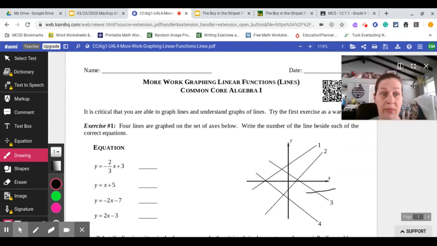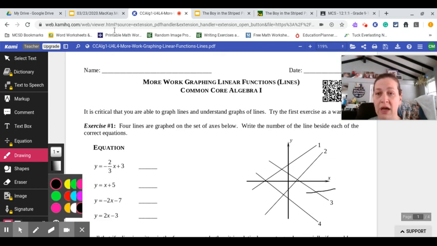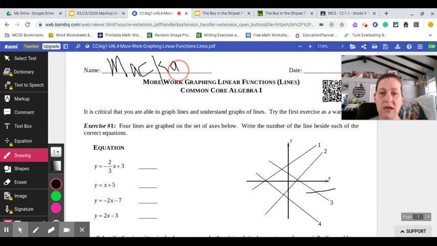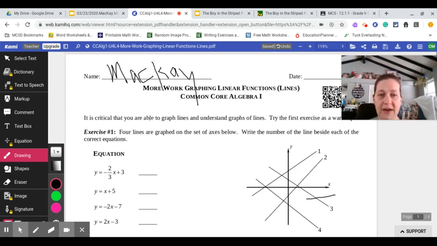Oh, okay, sorry. Okay, first thing you need to do, go ahead and put your name on your paper. I apologize, I'm trying to write with the mouse. Miss Kajan said that if you have a printer, go ahead and print it out. If you don't, go ahead and just put it on a piece of paper. It says it is critical that you're able to graph lines and understand graphs of lines. Try the first exercise as a warm up.